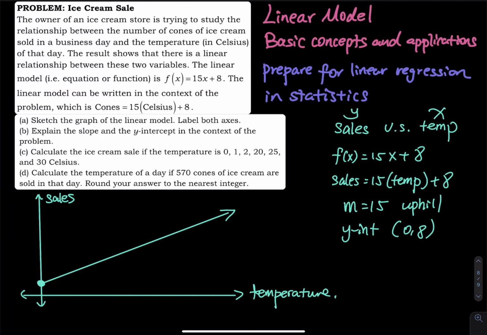So when the temperature is equal to 0, what is the sales? The sales is 8 cones, right? So when temperature is 0, the sales equals 15 times 0 plus 8, which equals 8. So this y-intercept is equal to 8. So when the temperature is 1 Celsius, you plug it in, then you get the sales. All right. So in part B, I want you to explain the slope and the y-intercept.